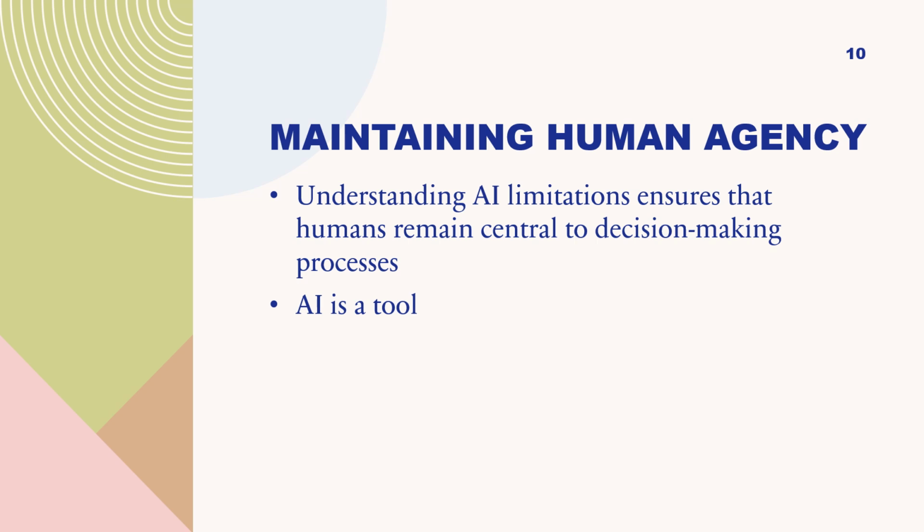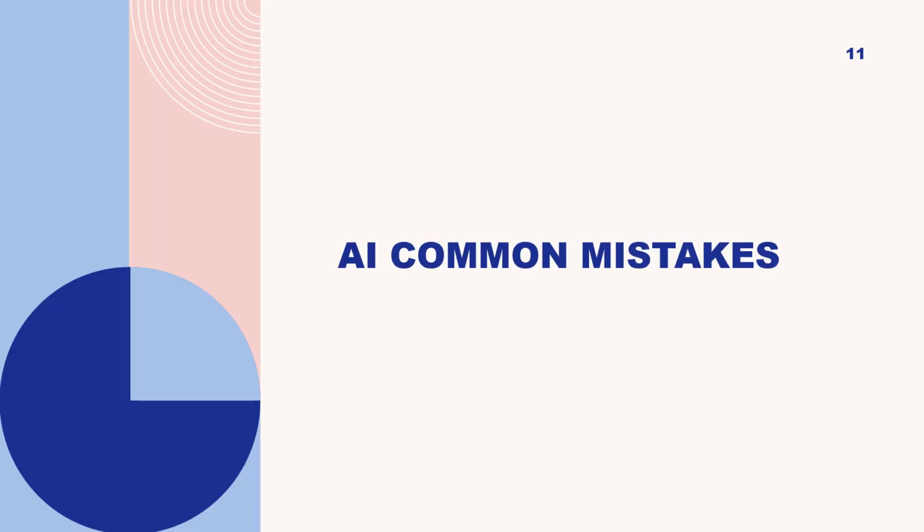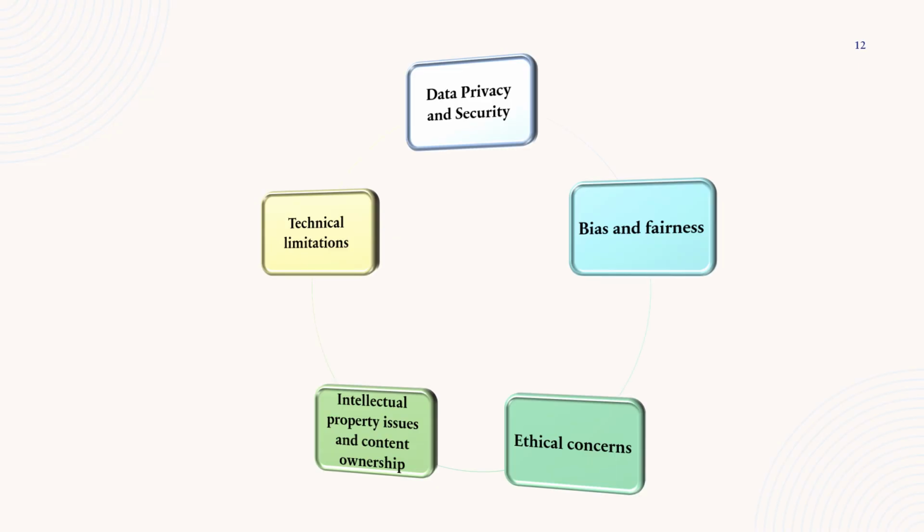So these are all the points where we have discussed why it is important to understand the mistakes that a user can do in using AI. Next, we'll move to the common mistakes of AI. So AI common mistakes can be categorized majorly in these categories. So data privacy and security, bias and fairness, ethical concerns, intellectual property issues and content ownership, and technical limitations. So let's discuss them one by one. We'll dive deeper into each category and we'll find related mitigation strategies.